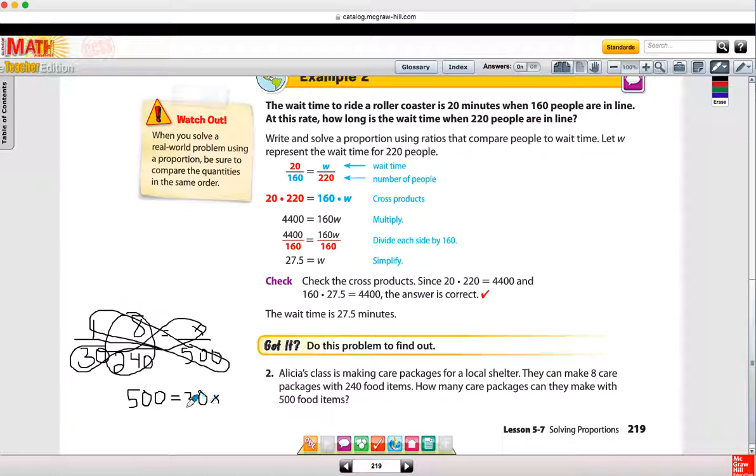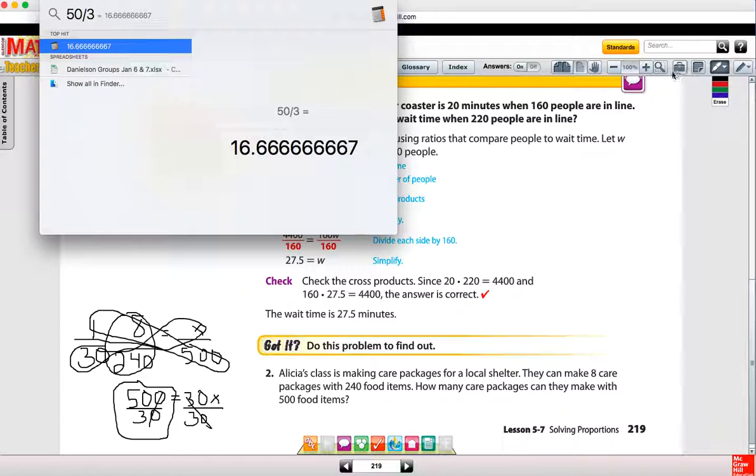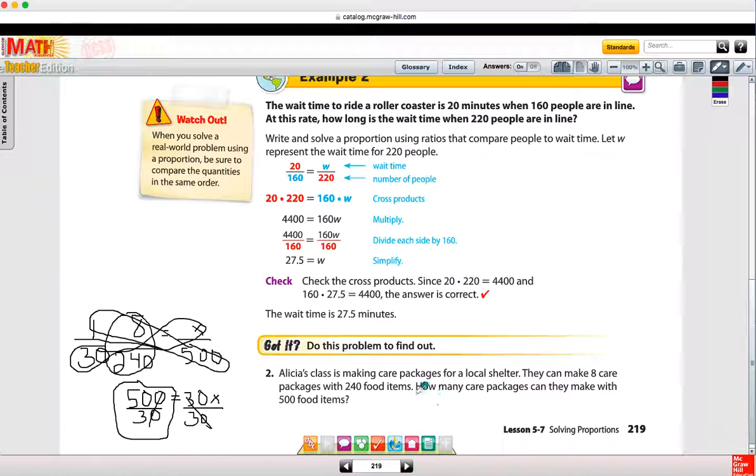We can divide both sides by 30 to isolate the x. Hopefully you're thinking there's a couple of different ways that we could reduce this, one being a calculator, another just crossing off a common zero and doing long division, 50 divided by 3. I can do that with a calculator very quickly here. 50 divided by 3 is 16.6 repeating, but the question is asking how many care packages can they make.